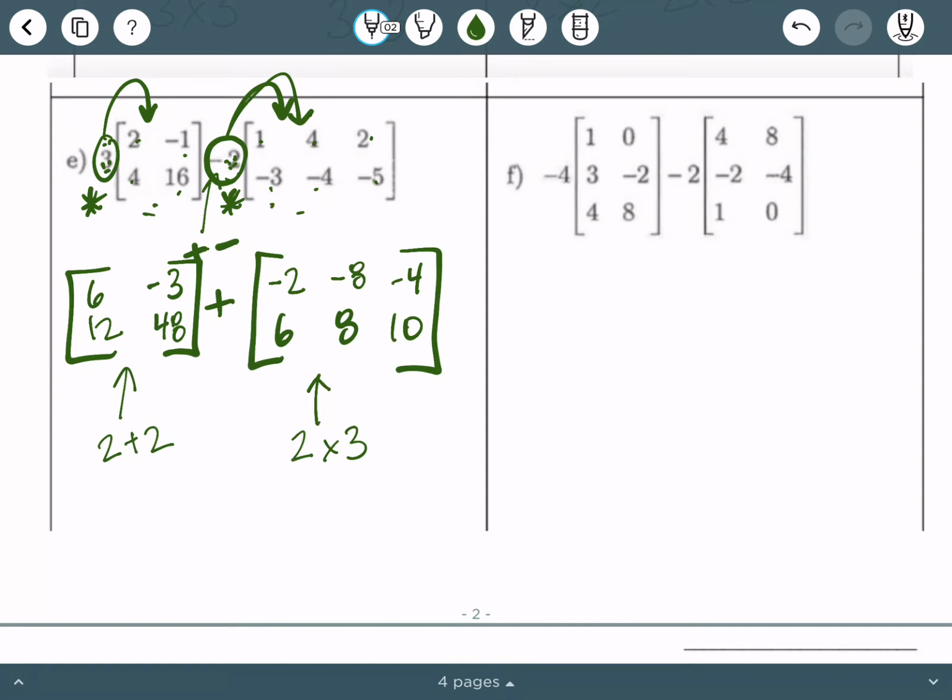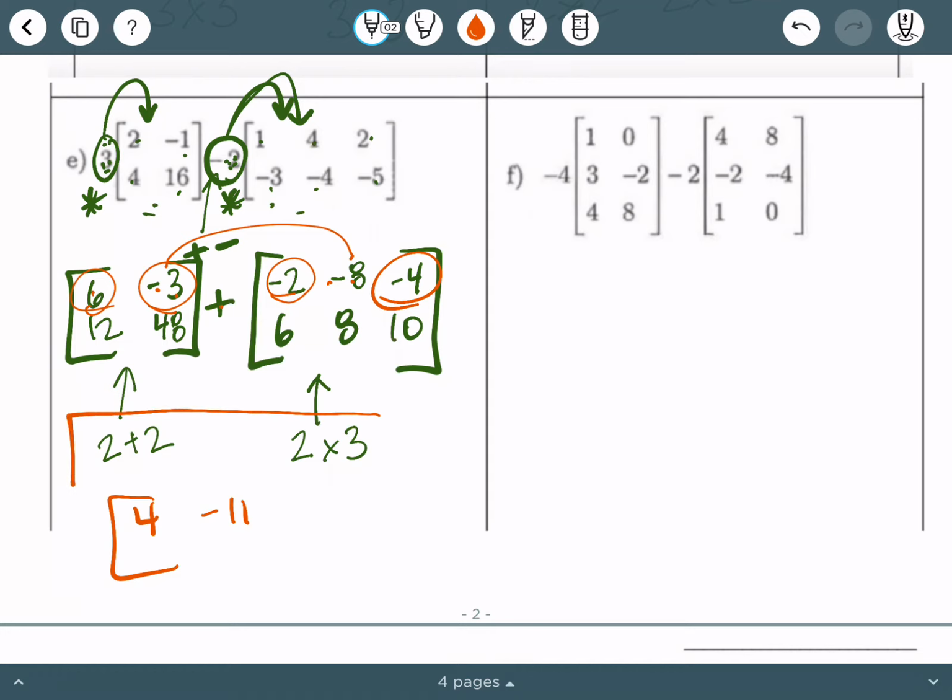Right? And when I go to add them, I'm going to add straight across. So I'm going to say, okay, 6 plus negative 2. All right. I've got negative, nope, just kidding. 6 plus negative 2 is 4. Negative 3 plus negative 8. I have to remember my addition rules from my last video. Negative 3 plus negative 8 would be negative 11. And then this dude's just chilling there, right? And I realize, oh, shoot, I have a problem. They're not the same size. So since they're not the same size, I could call this undefined.